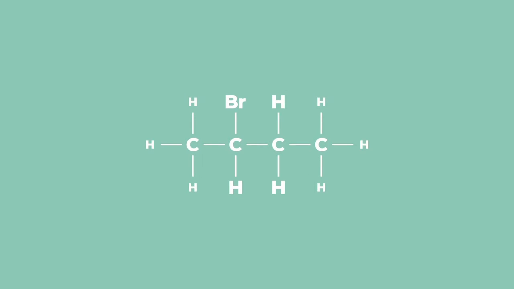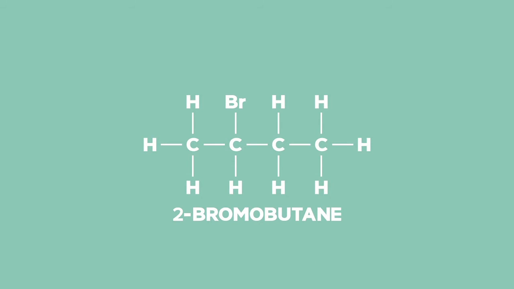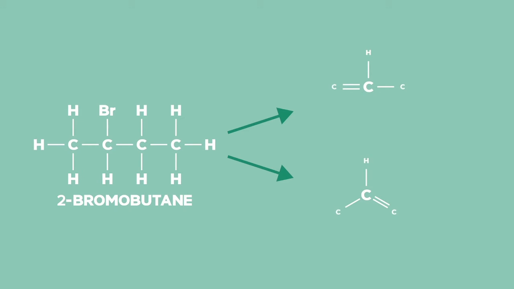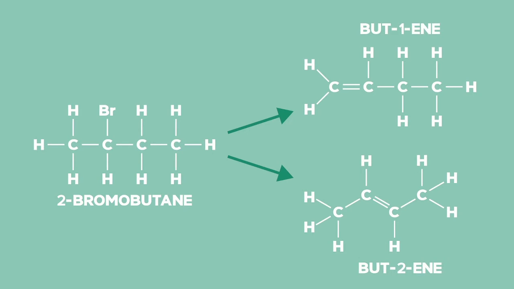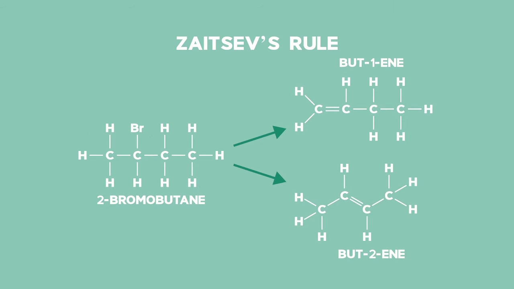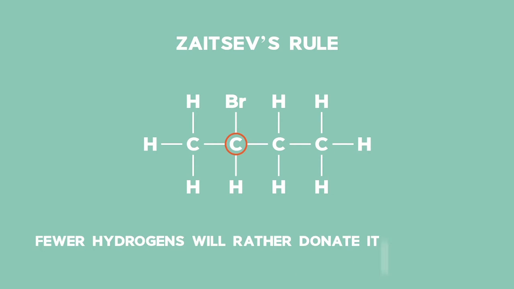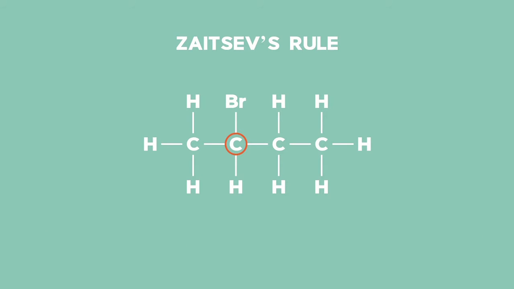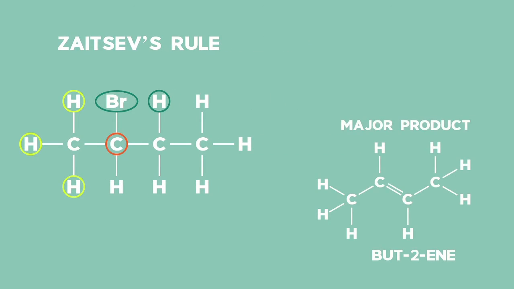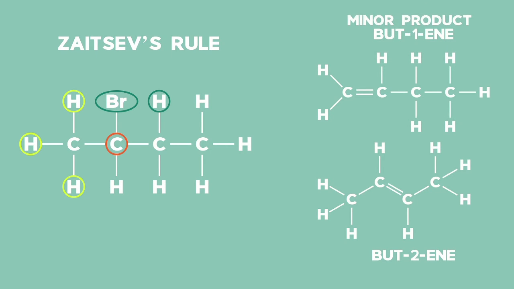Let's look at the example of 2-bromobutane. In this reaction, we see that two products are possible. To determine the major product, we follow Zaitsev's rule. This rule says that the carbon containing fewer hydrogens will rather donate its hydrogen. Therefore, the double bond will form towards the middle of the compound, leaving the terminal hydrogens intact. But-2-ene is the major product and but-1-ene is the minor product.